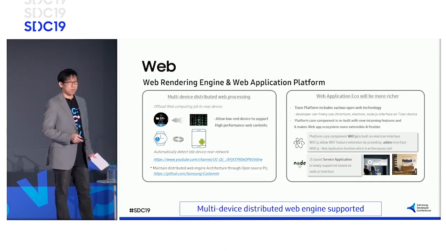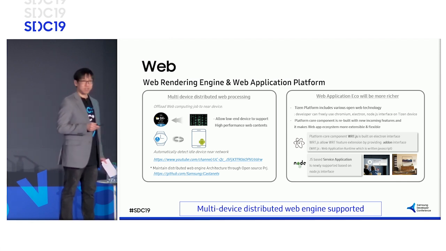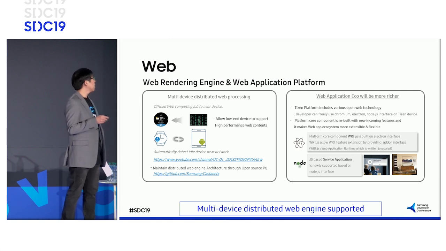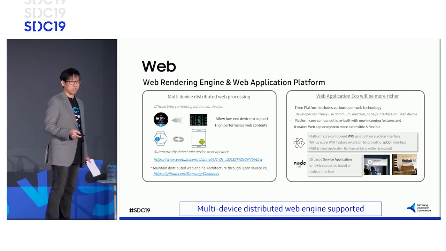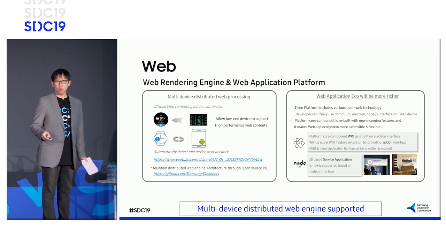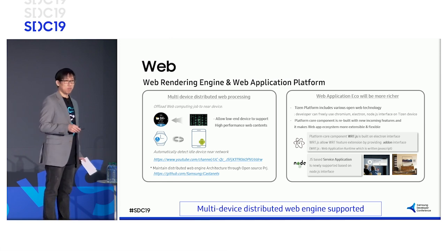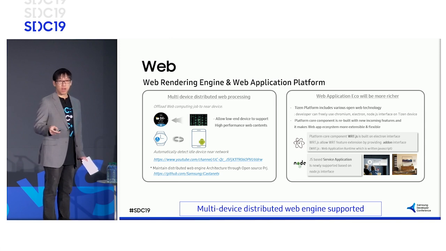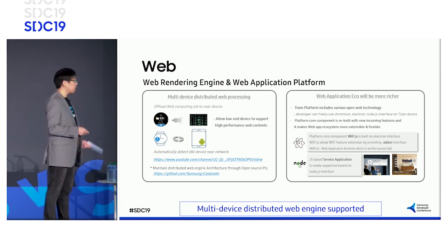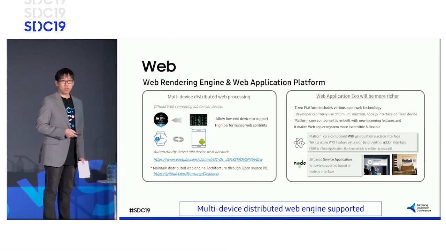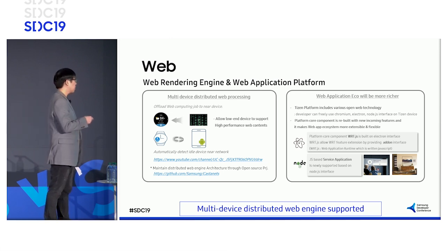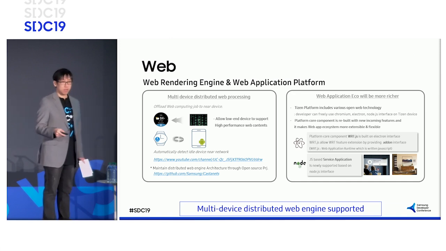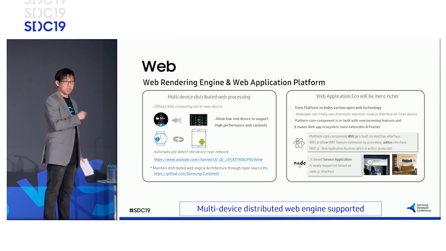So next one is about web. Web is also an important part of Tizen, and this time we added multi-device distributed web processing. That enables low-end devices like watches to ask more powerful mobile or TV devices to render more complex web contents. We also make it really easy to detect idle other devices. Please see this YouTube site, which shows a demo with the watches and mobile device. And we open sourced this on GitHub as a separate project. We named it CasterNet. So if you are interested in this project, please visit.